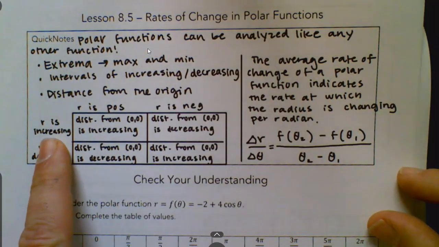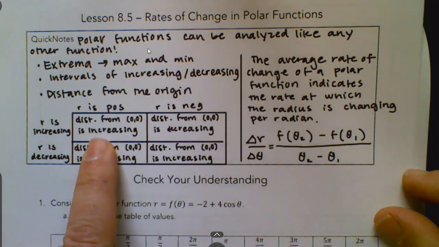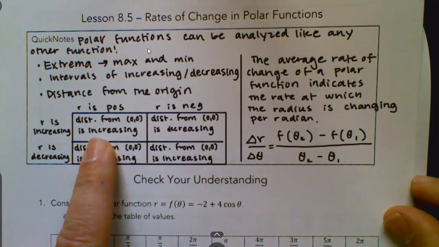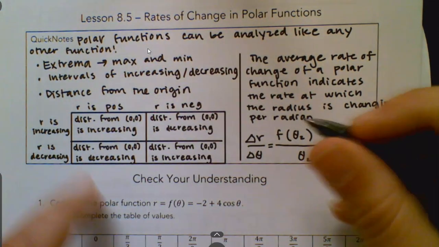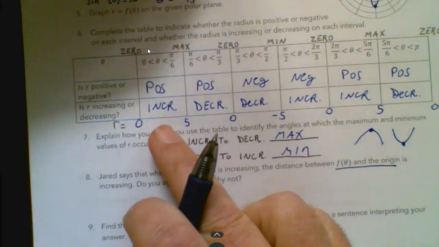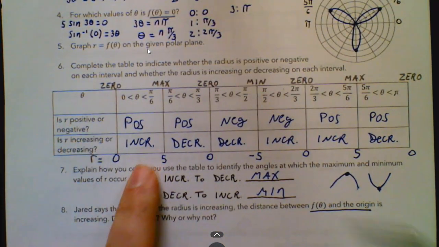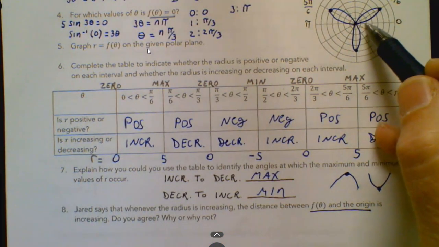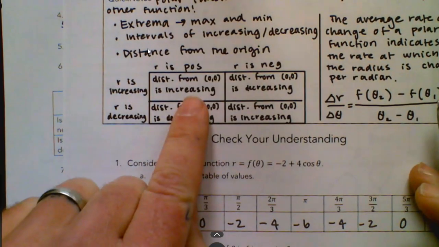So when my r was increasing, my radius, and it was positive, then my distance from the origin was increasing. I'm going to go back and forth because I want you to see that. This is sort of important. So when my r was increasing and my r was positive, something like this, like 0 to 5, if I'm doing this, then I'm getting farther and farther away from the origin. So my distance from the origin is increasing.